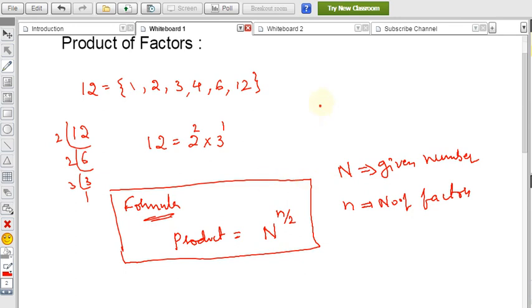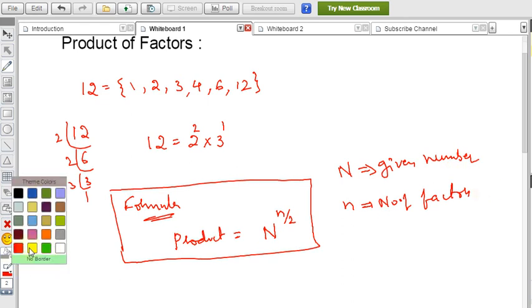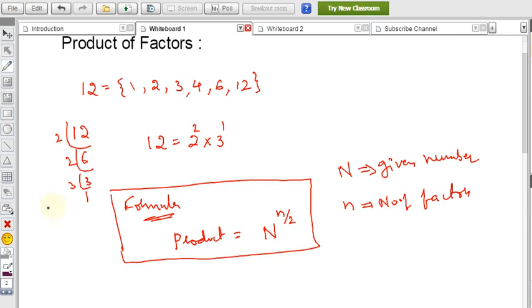Now the number of factors formula: just adding 1 to the powers, like we have checked at the start, that every power we add 1. So the number of factors are 1 2 3 4 5 6. So the number of factors is 6 in this. The number of factors is equal to 6, and the given number is 12. Now according to the formula, 12 to the power n by 2, 6 by 2. So 12 to the power 3, that is 12 into 12 into 12. This is the product of all the factors of this.